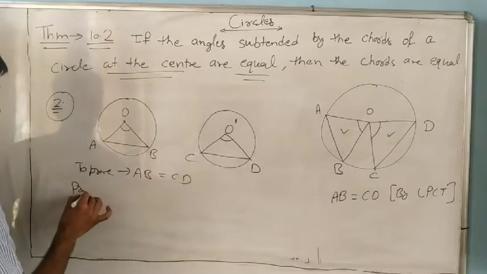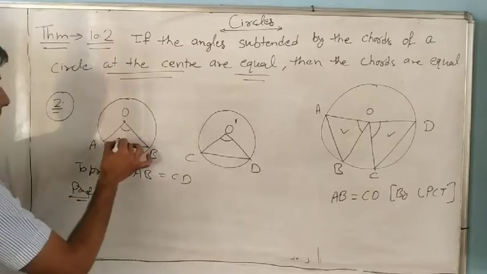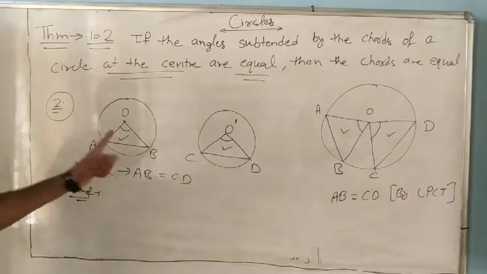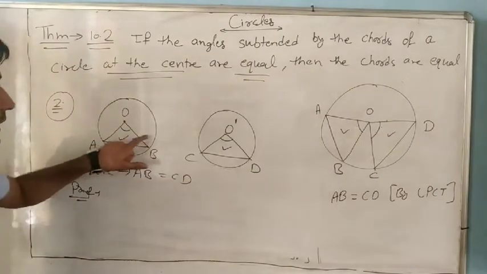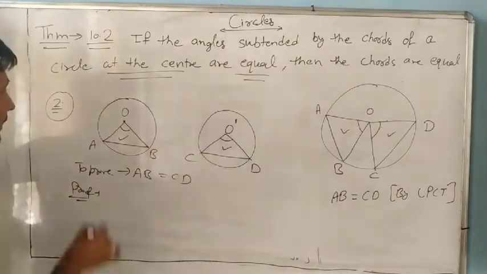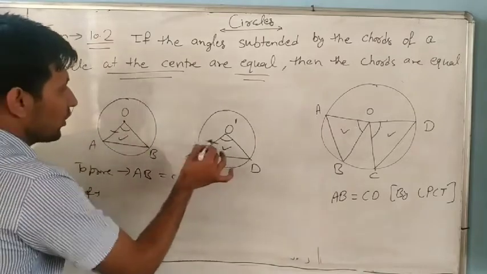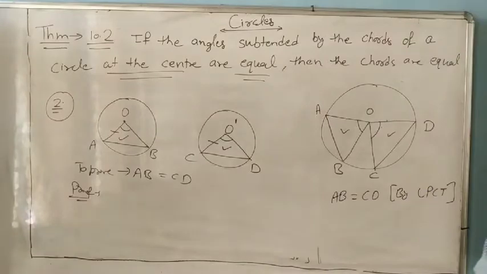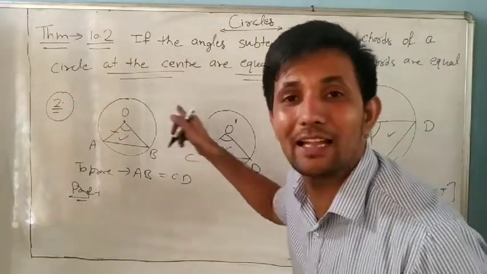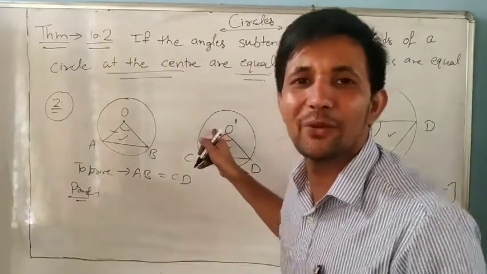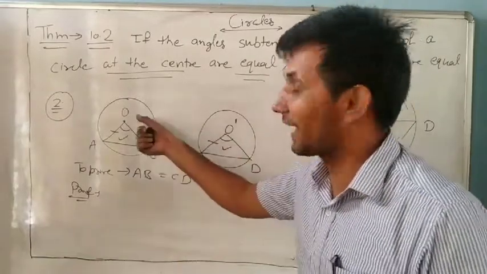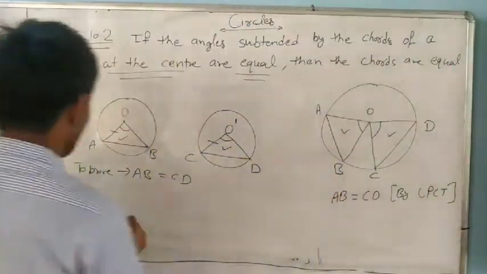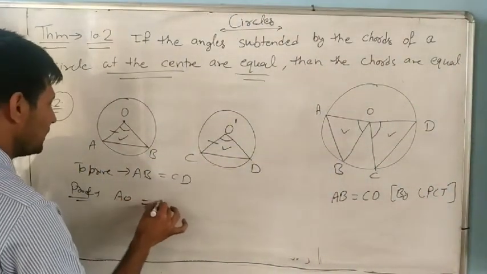So proof. We observe that AB and CD are in two different triangles. In two different triangles, how will you prove that two sides are equal? We will take this one triangle and this one triangle, and we know AO equals CO. Why? The reason we will write is that the circles are congruent, and if circles are congruent, it means the radii are also equal. So we will write AO equal to OC.